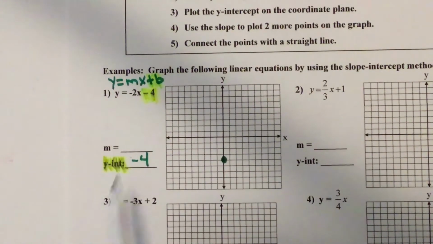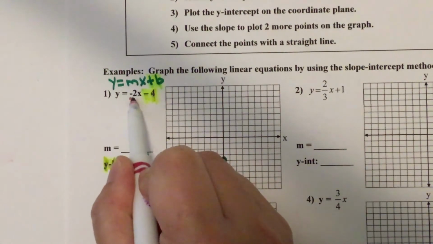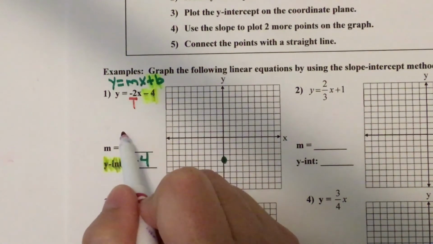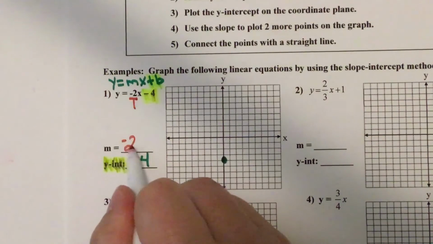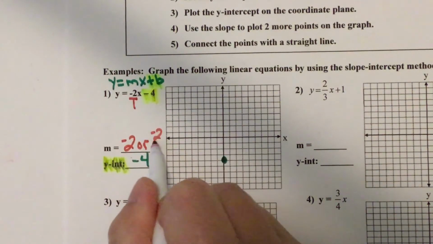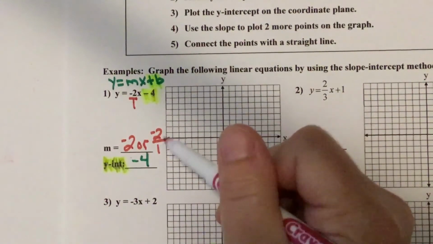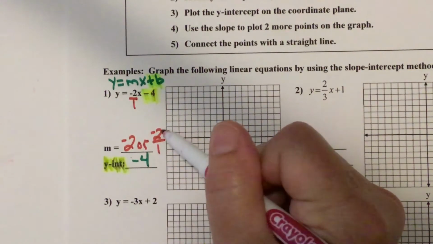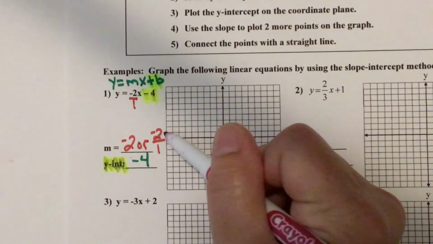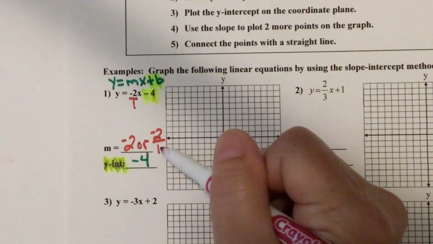take care of slope. So slope is the number in front of the x. Remember, every number is understood to be over a positive 1. So my slope is -2 or -2 over 1. So remember, slope is rise over run or fall over run. So the top number is up or down. The bottom number is left or right.